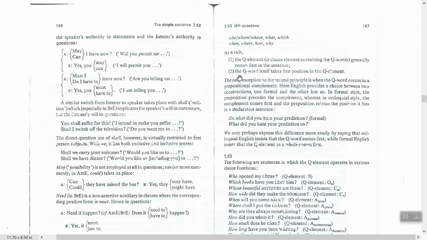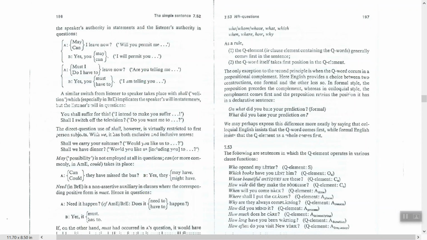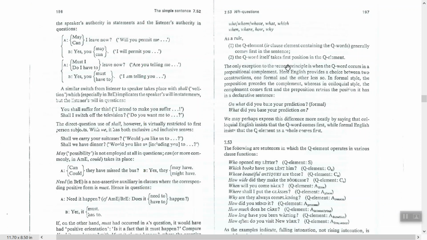As a rule, we have a Q element and a Q word. The Q element, a clause element containing the Q word, generally comes first in the sentence, and the Q word itself takes first position in the Q element. The Q element is the whole phrase, and the Q word is a word, such as who, whom, whose, what.